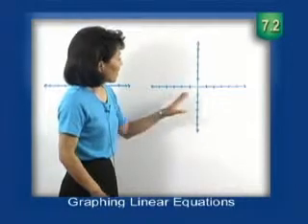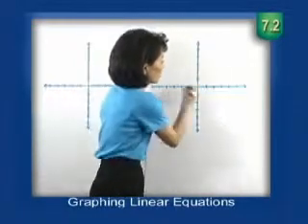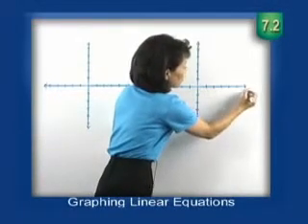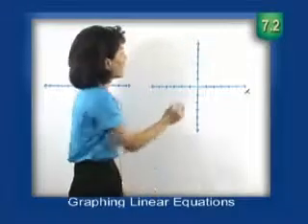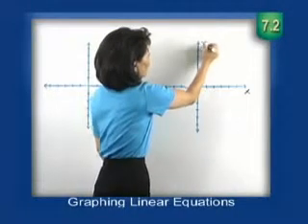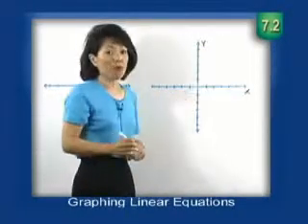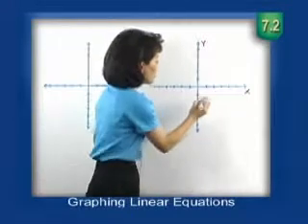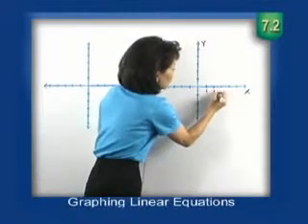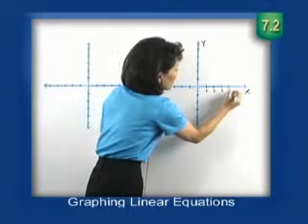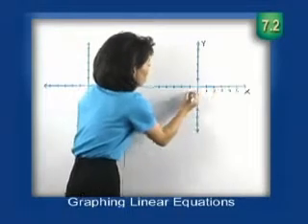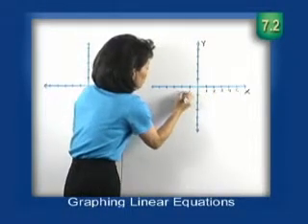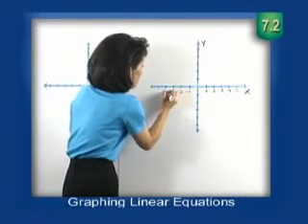Here we have again the x and y axis. Again, let's remember that the horizontal axis is called the x-axis. The vertical axis is called the y-axis. The point of intersection is referred to as the origin. Numbers to the right of the origin along the x-axis are positive. Numbers to the left of the origin on the x-axis are negative.